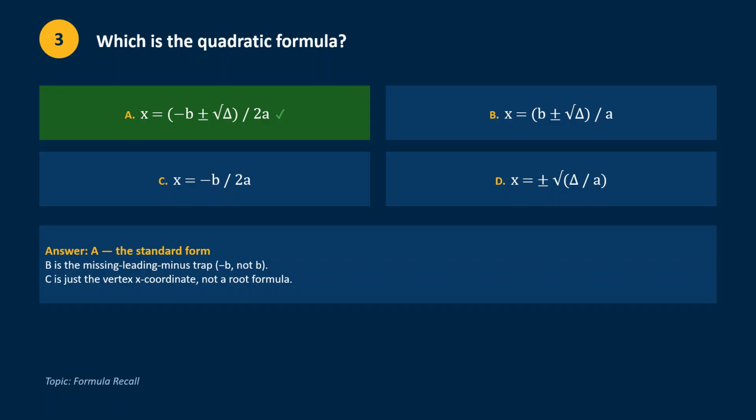The key things to check: negative b in the numerator, b squared in the discriminant, not 2b, 4ac subtracted, not added, and the entire numerator divided by 2a, not just the square root portion. Memorizing this formula accurately is essential because a single sign error changes the entire answer.